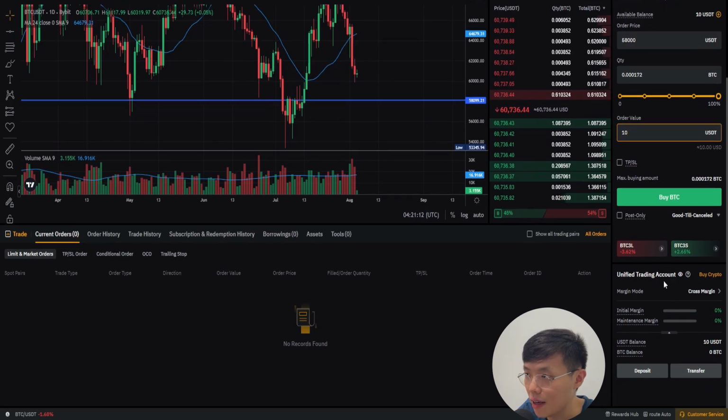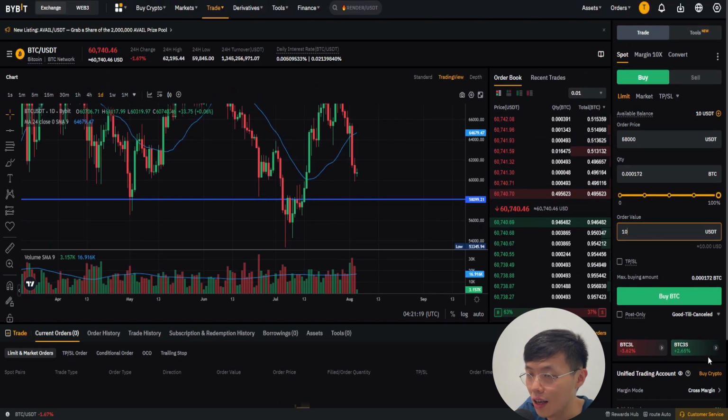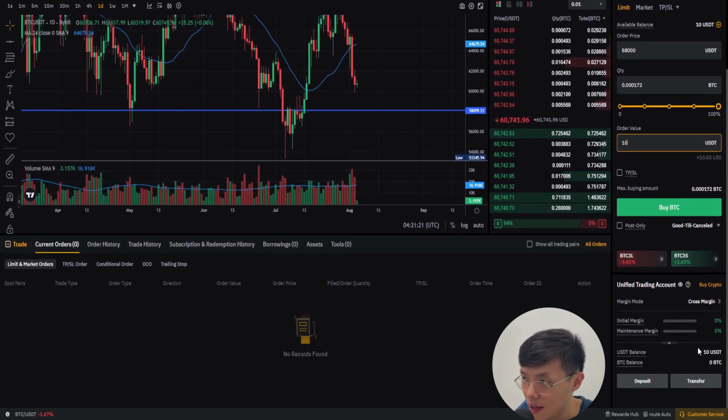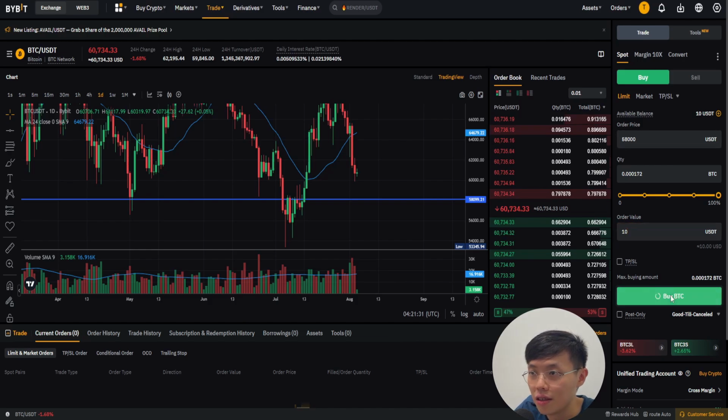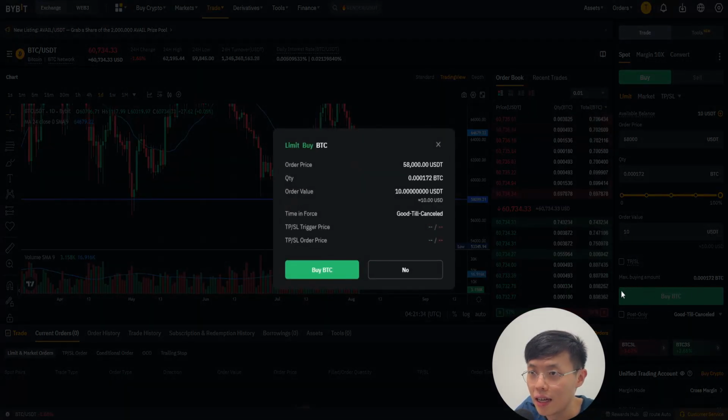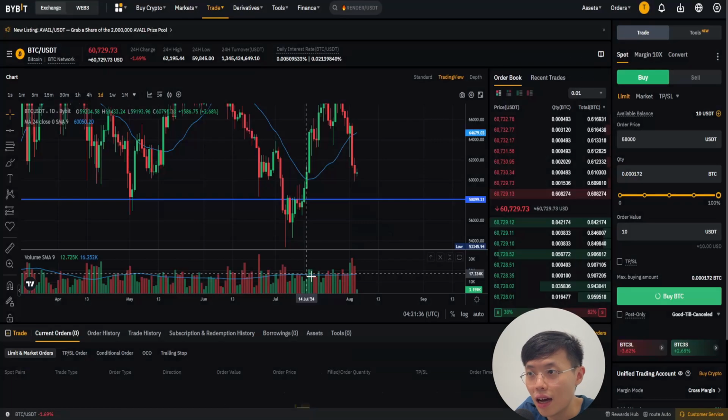If you scroll down right here, you can see the balance of your unified trading account. USDT balance, 10 USDT. If you have 1K right here, then you can trade with that. It depends on you how much you want to trade. So let's say I want to open a position of 10 USDT at 58K. I press this buy, and then press this buy right here. Then I have an order.